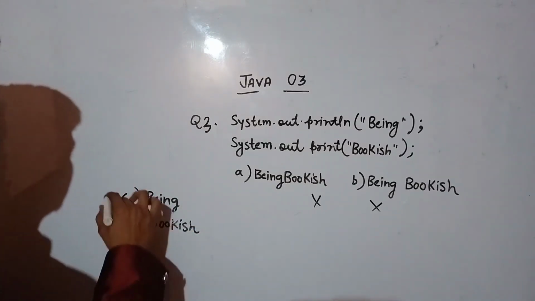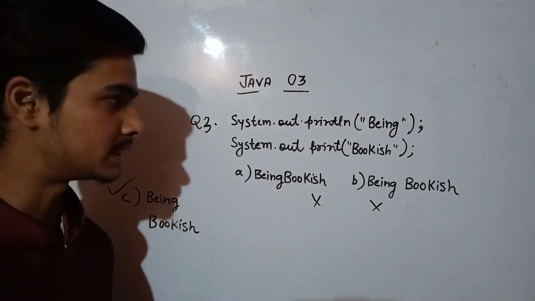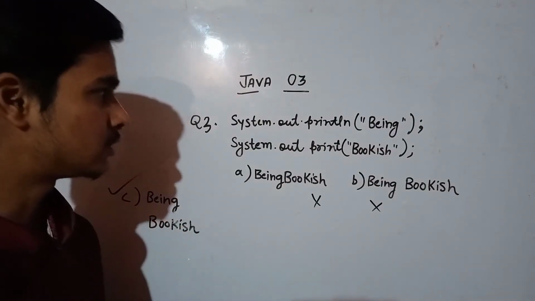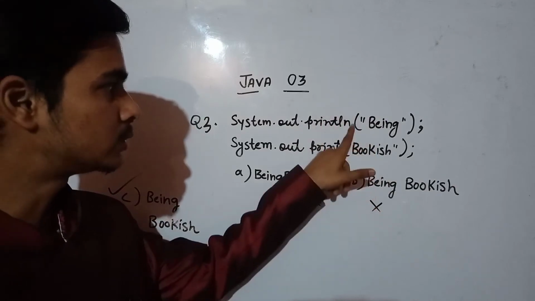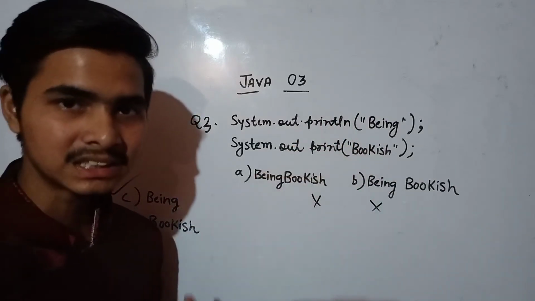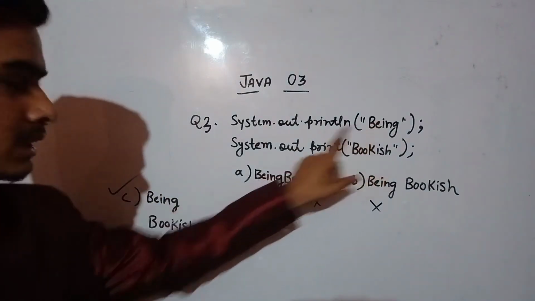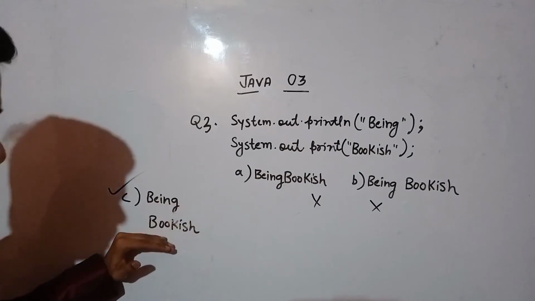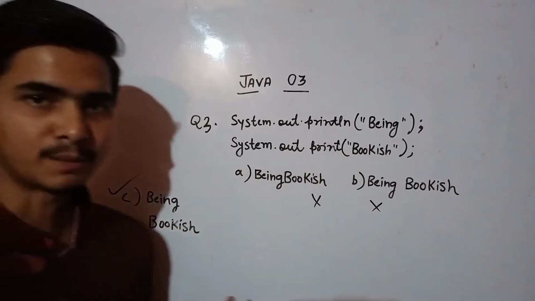Okay, so if you were looking for this answer, then you are in good progress. So this is the answer. Why? Let me explain this also. Because this statement asks not only to print but also to give a new line for the next statement that should be printed out. Okay, so thus being got printed, and it also gave a new line, so this statement got printed here.